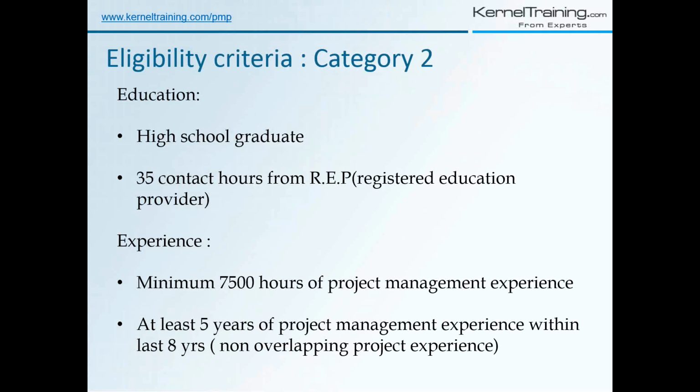The second category for writing the PMP exam, you need to be a high school graduate plus 35 contact hours, again from a REP, a registered education provider, which you're going to get from Kernel training once you are done with the 4 days of training. And if you're a high school graduate, you require 7,500 hours of project management experience. That is 5 years of project management experience within the last 8 years. And again, the project experience should be non-overlapping. It should not be overlapping.